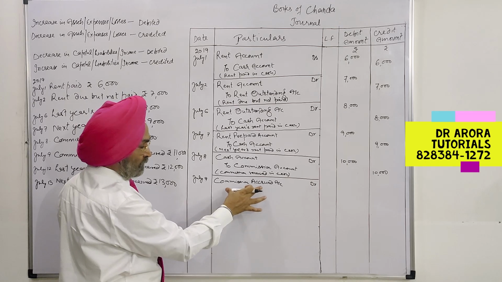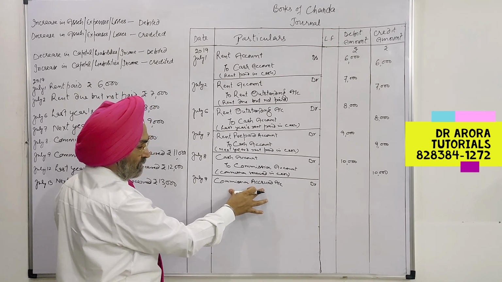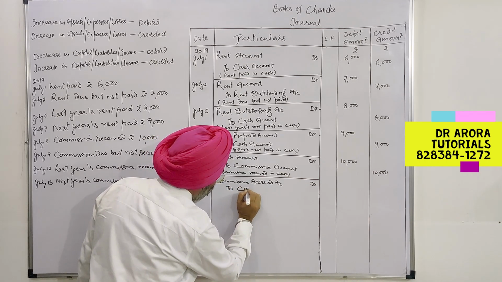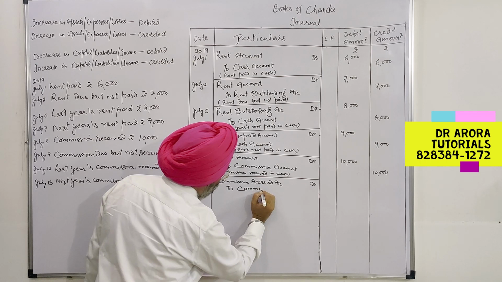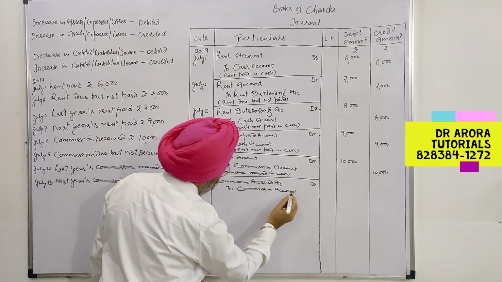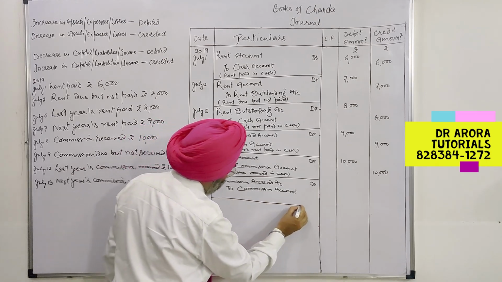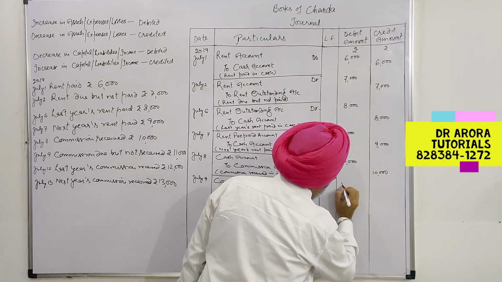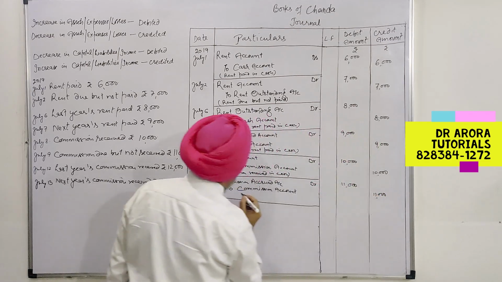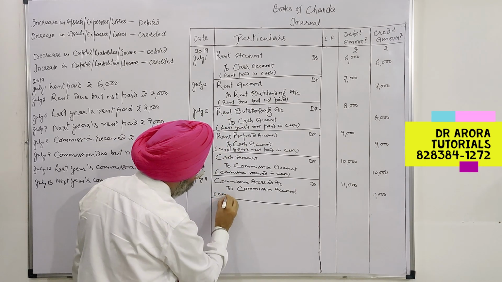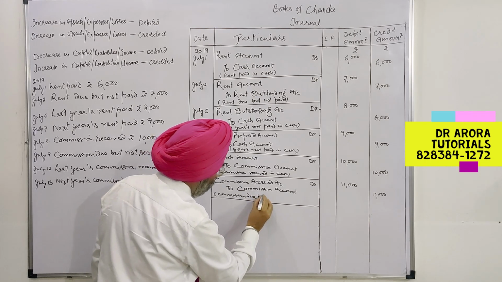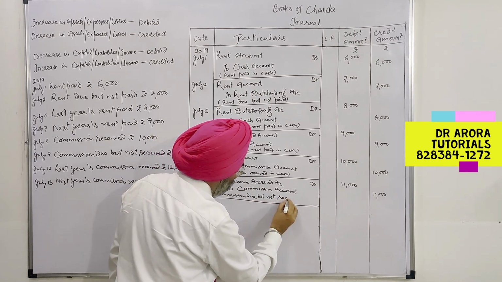So this is our asset. Asset account is open, commission accrued account. Increase in asset is debited and increase in income is credited. So this is 11,000 rupees. So this is commission due but not received.